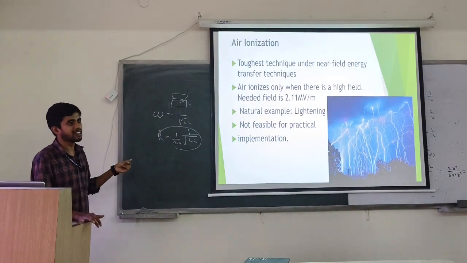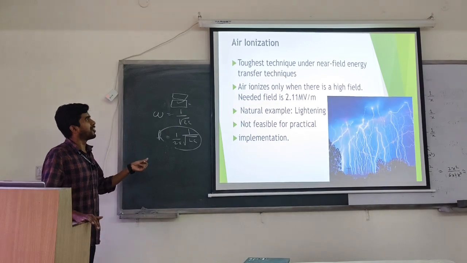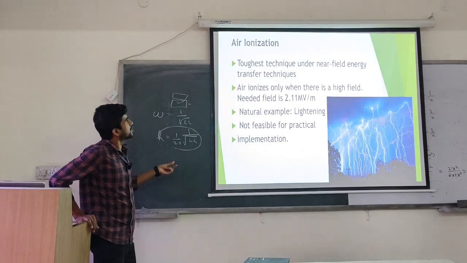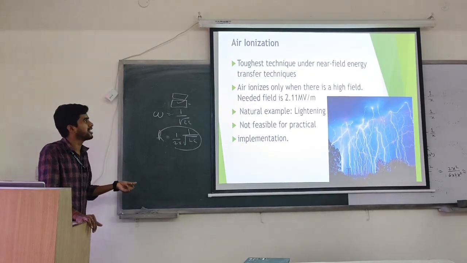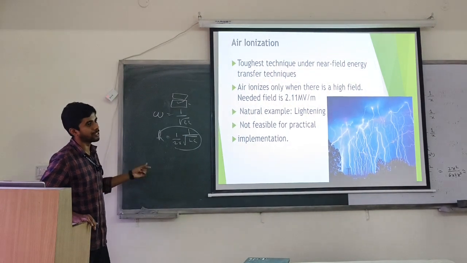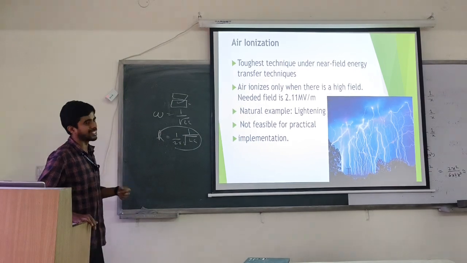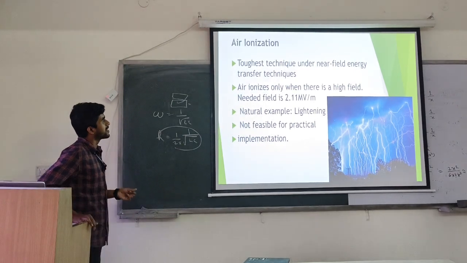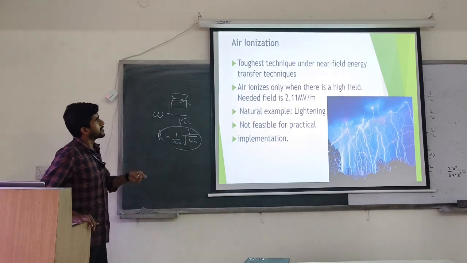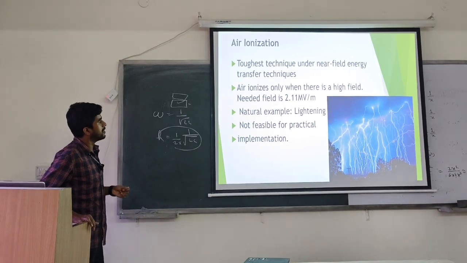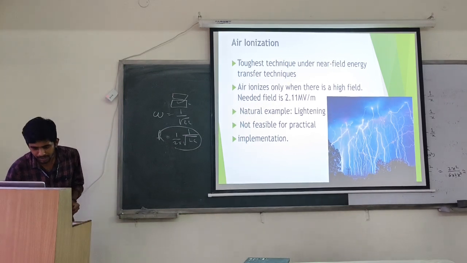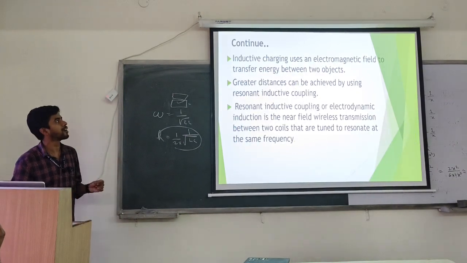Then there is a third technique in the near field technique, that is air ionization. I am not giving a detail about that, just a brief detail. This is the least practical technique under the near field transfer technique, because in this case we use ionized air. The air has to be ionized to transfer the magnetic field from one point to another, but this is practically not possible because air only ionizes when there is a high field. The natural example is lightning, which takes place through air ionization, but it is not feasible for practical implementation. But we can use the previous method, the resonant inductive method, for our daily uses.